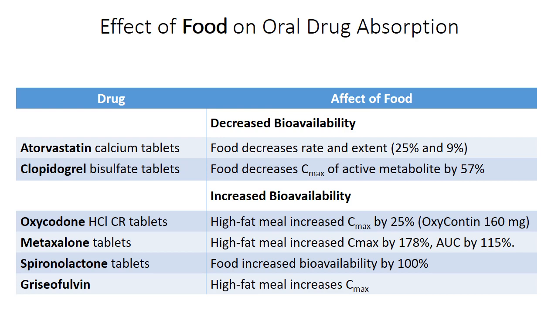And then increased bioavailability, for example, oxycodone, which is a narcotic opioid, the muscle relaxer metaxalone, an aldosterone antagonist, and then an antibiotic. So all these can increase bioavailability, and in many cases, it's related to the lipophilicity of a drug and a high fatty meal. For example, griseofulvin is a fairly lipophilic drug, and a high fat meal increases the Cmax. So there are so many things you have to consider other than just the dose of the drug, right? Many other things like these food factors.